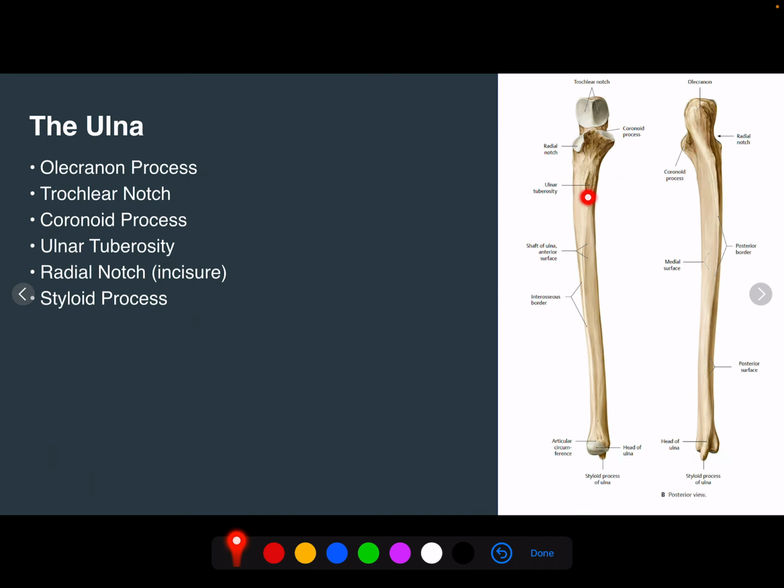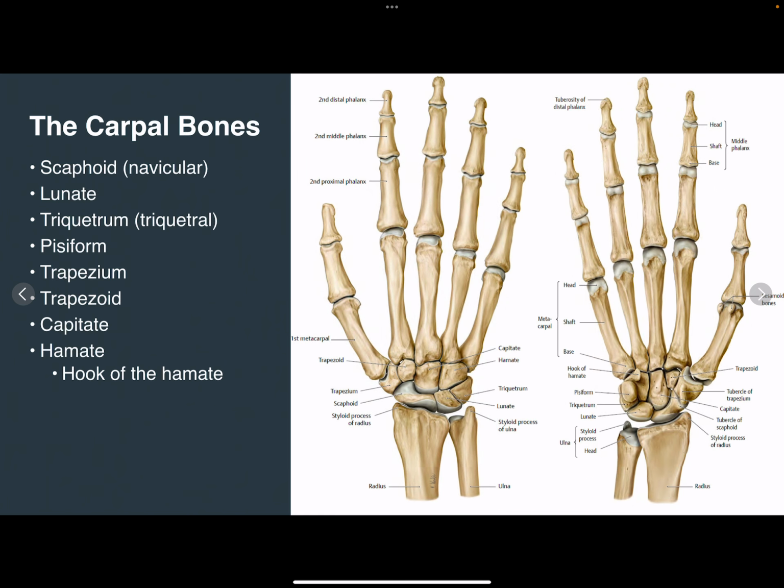Our ulnar tuberosity is going to be this roughened area, just distal to the coronoid process. We have muscle attachment here. Our radial notch is going to be a shallow depression, lateral ulna, that articulates with the head of the radius. And then finally, what I want you to know is we have this little styloid process of the ulna, and it's going to be that pointed projection at the distal end of the ulna to assist in stabilization of the wrist joint.